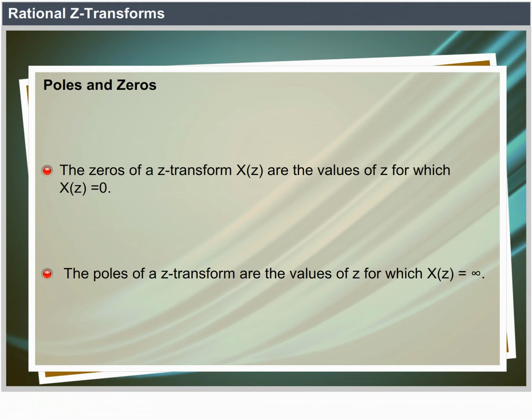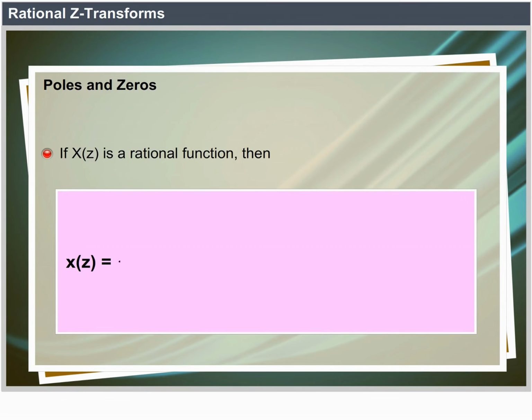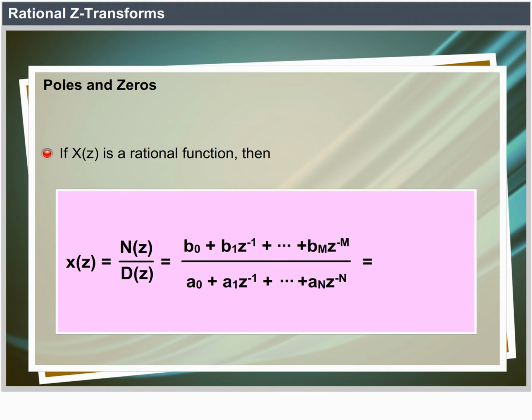The poles of a Z transform are the values of z for which x of z equal to infinity. If x of z is a rational function, then x of z equal to n of z divided by d of z equal to b naught plus b1 z power minus 1 plus etc. plus bm into z power minus m divided by a naught plus a1 z power minus 1 plus etc. plus an into z power minus n equal to summation k equal to 0 to m bk into z power minus k divided by summation k equal to 0 to n ak into z power minus k.